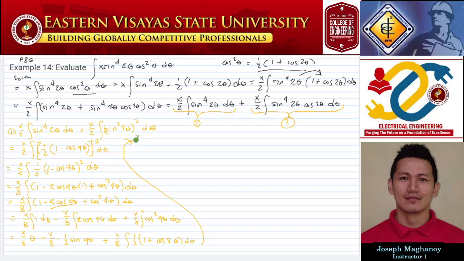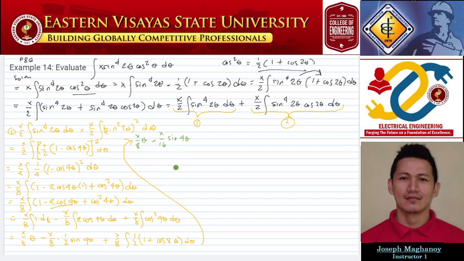So our answer is x over 8 theta. Here, x over 8 times 1/2, that is x over 16, sine 4 theta. How about our last term? For our third term, we can move the real number constant out.